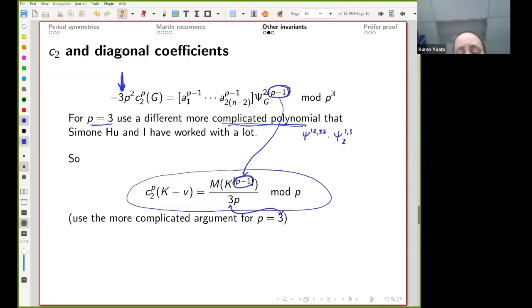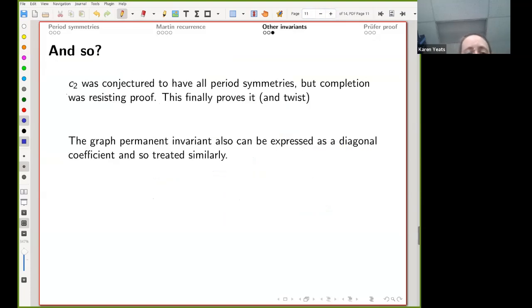And so we can show that they agree using this little lemma up here. And notice that this immediately proves the completion conjecture for C2. I think that's what I said here at the top. C2 was conjectured to have all the period symmetries, but that conjecture for completion in particular was over 10 years old.